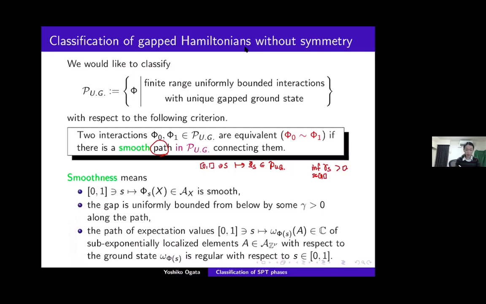And the third condition is about the expectation value of observables. Again, our interaction is in this set, so it has a unique ground state. Let us call it omega phi(s). Then for each observable A, we get a function by considering the expectation value of A with respect to this ground state. And the requirement is that when this A is fairly local or sub-exponentially localized, then this path should be regular in the sense that this function should be differentiable and the derivative is bounded in terms of the size of A.